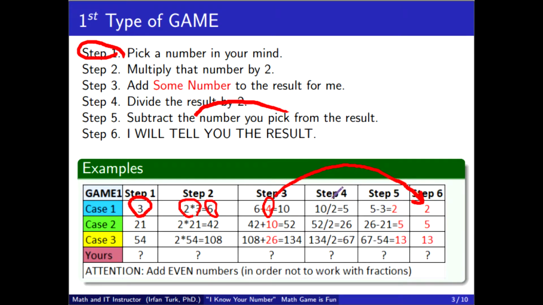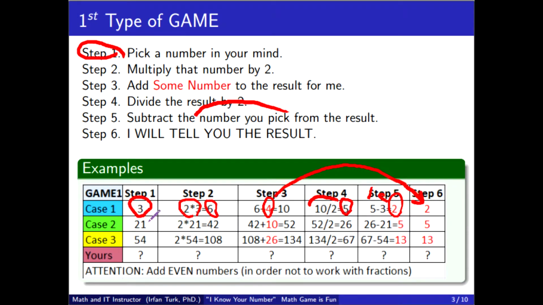And you tell that person to divide that number by 2. If that person divides 10 by 2, the result is going to be 5. Then you tell that person to subtract the number that they picked. The picked number was 3. If you subtract 3 from 5, the person is going to get 2 in their mind. And you tell that person, "I know that number, and that is 2."